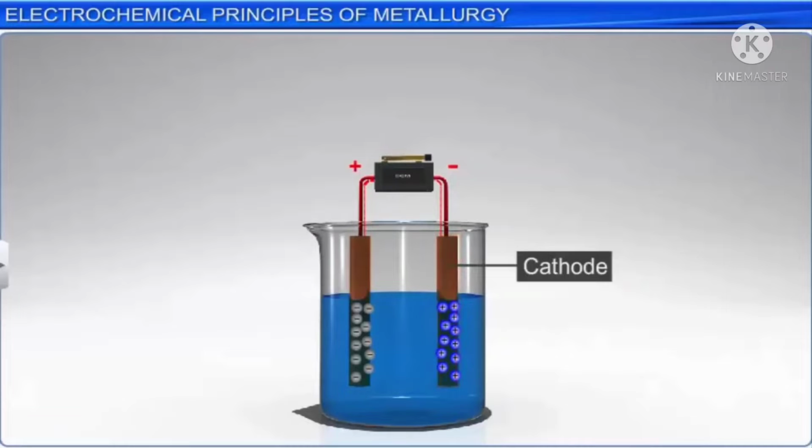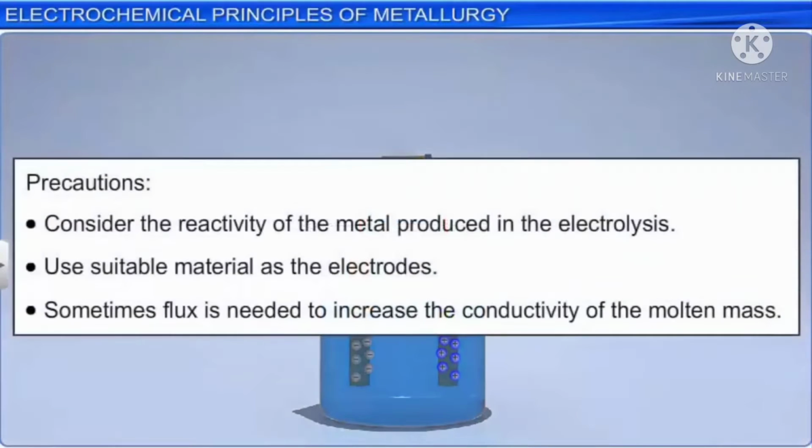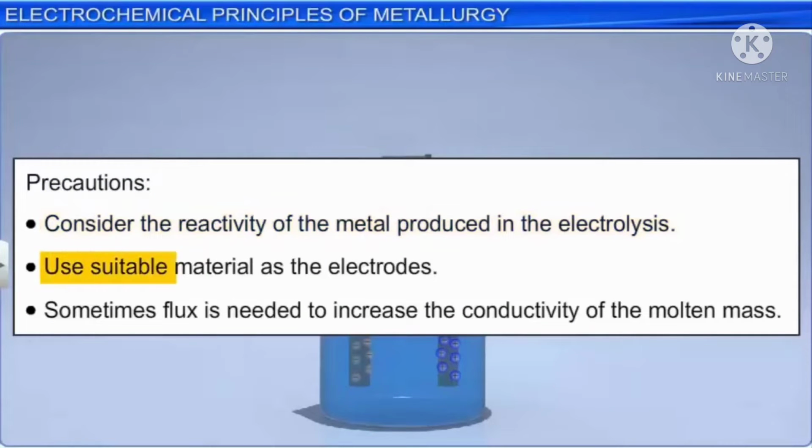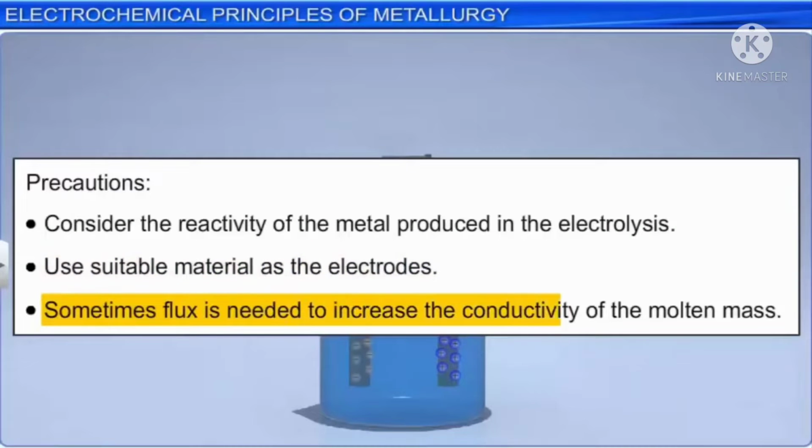For every electrolysis process, we need to take some precautions. Consider the reactivity of the metal produced in the electrolysis. Use suitable material as the electrodes. Sometimes, flux is needed to increase the conductivity of the molten mass.